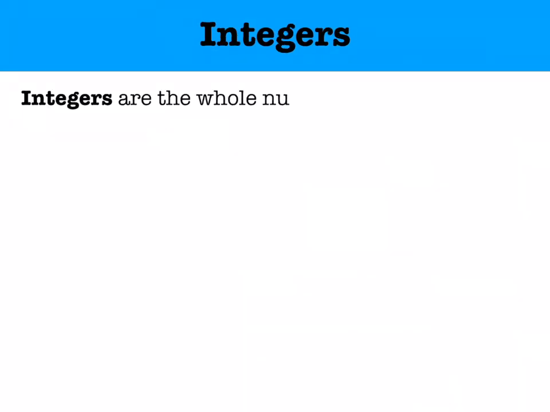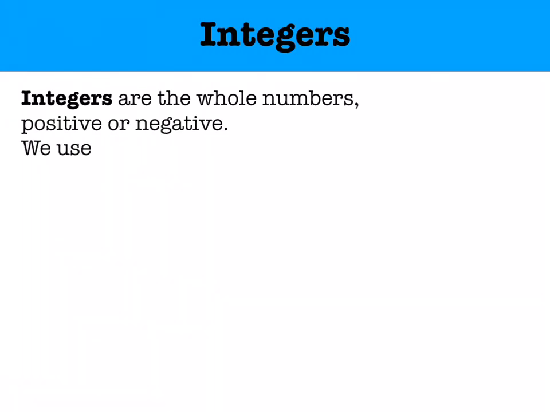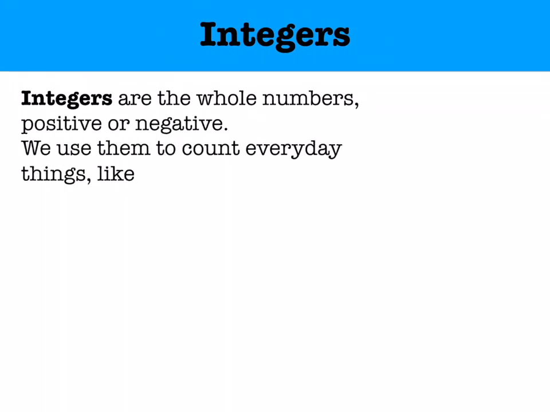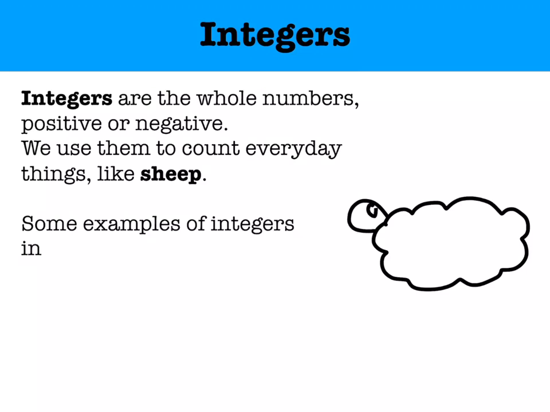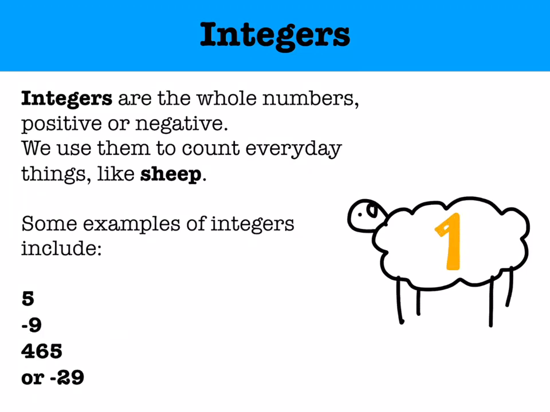Integers are the whole numbers, positive or negative. We use them to count everyday things like sheep. Some examples of integers include 5, -9, 465, or -29.